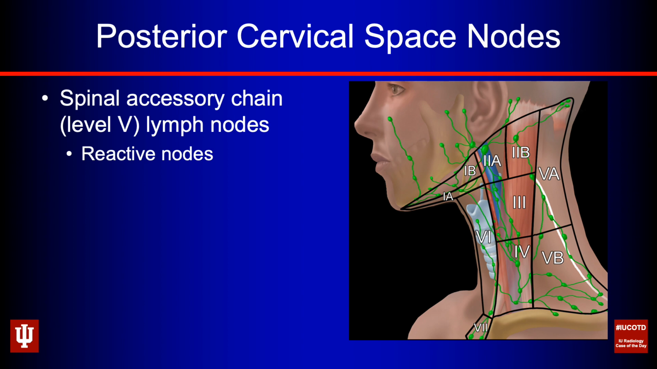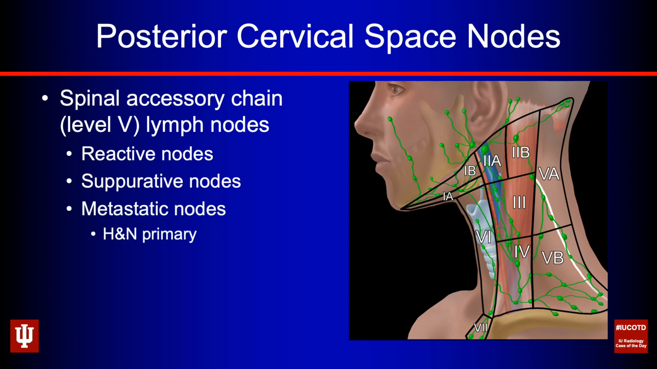They can be reactive lymph nodes. You can have suppurative lymph nodes. I talked a little bit about that when I was talking about abscesses. You can have metastatic nodes of head and neck primary or systemic primary as well. And you can have lymphoma nodes. So each of those has a little bit of a different look to them. And this is not a lymph node talk. That's another thing to maybe in the future I'll put together to share with you. But I really just want to stress, be looking for lymph nodes in the posterior cervical space. That should be in your nodal search pattern.